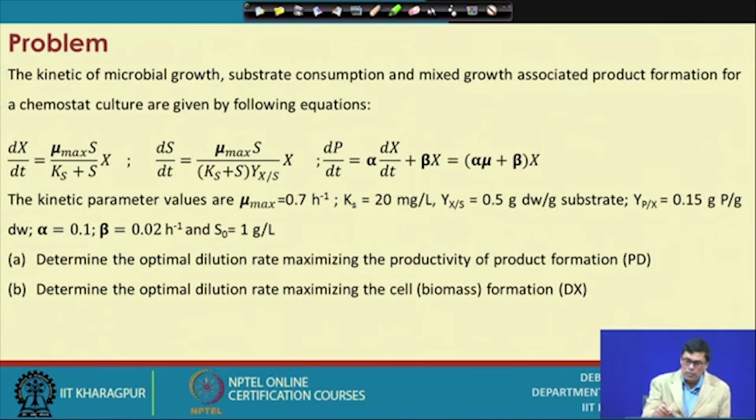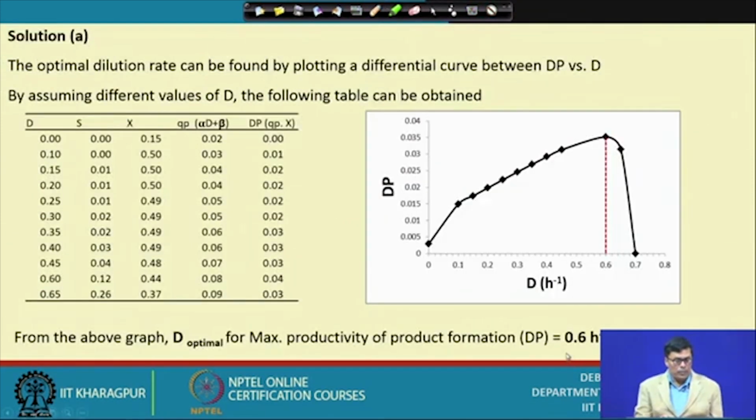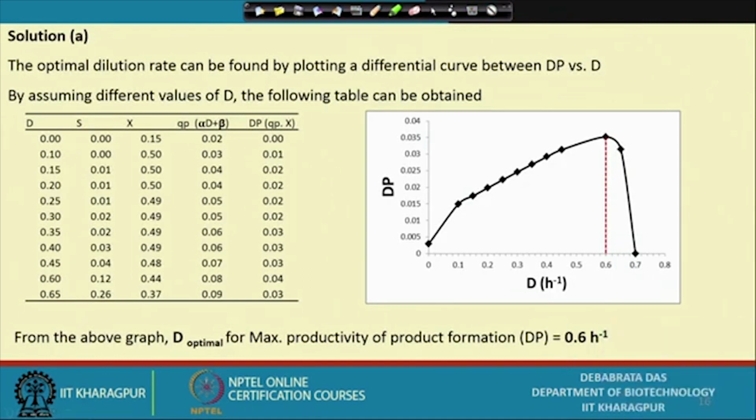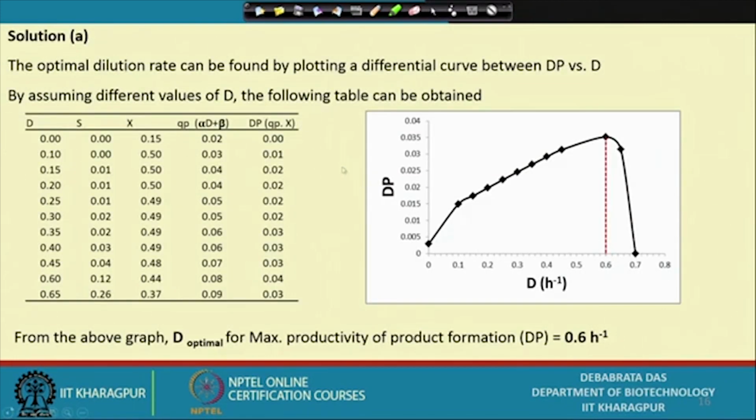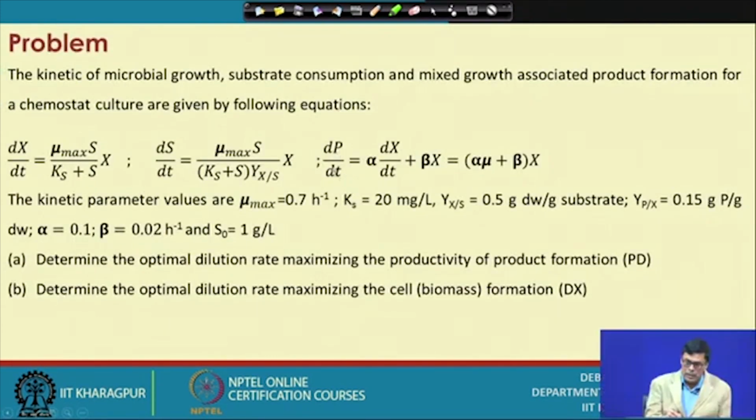So this can be solved very easily. In this equation we know that dP by dt equal to alpha dX by dt plus beta into x. This we can write as alpha mu plus beta into x, where I take x common, so 1 by x dx by dt will be mu. So dP by dt I can write in this form.